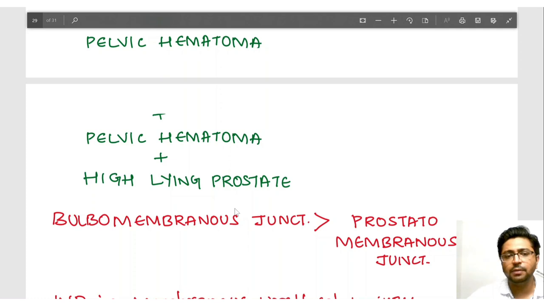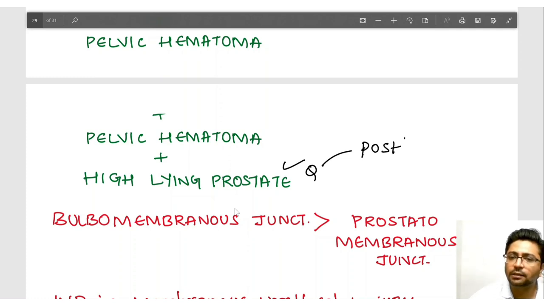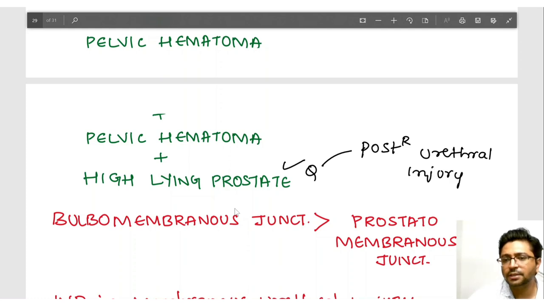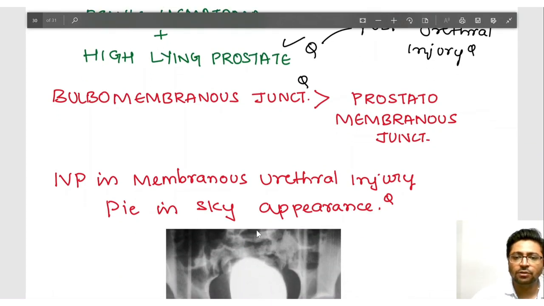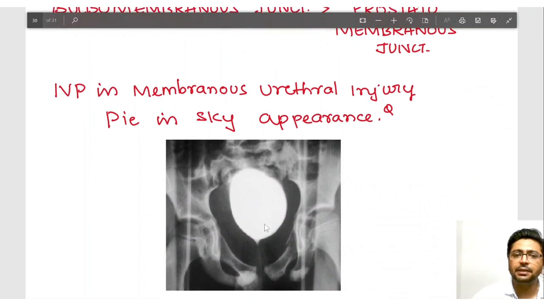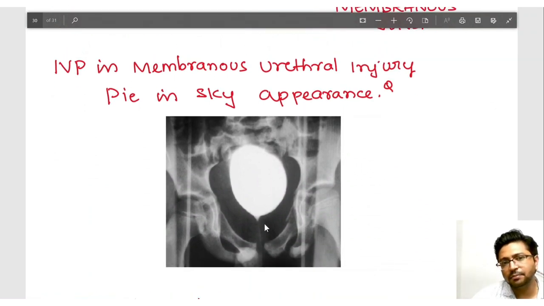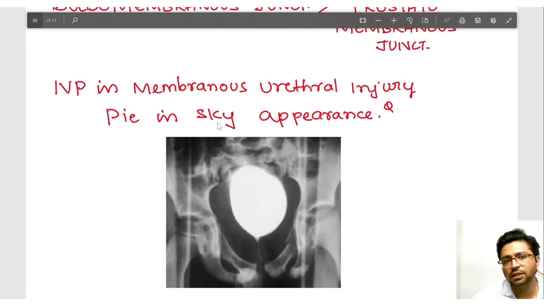And the patient also will be having a high-lying prostate. So high-lying prostate is seen with posterior urethral injury. This was also previously asked many times. Which is the most common site? Bulbomembranous junction, more compared to the prostatomembranous junction. IVP in membranous urethral injury, that is posterior urethral injury, shows pie in sky appearance.